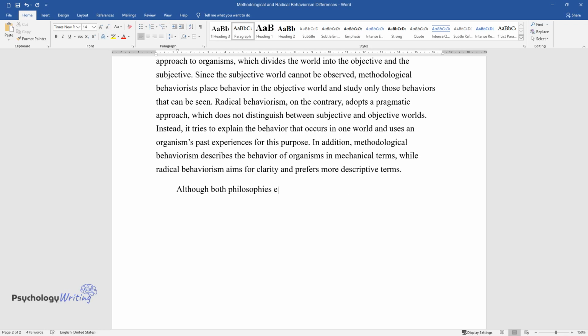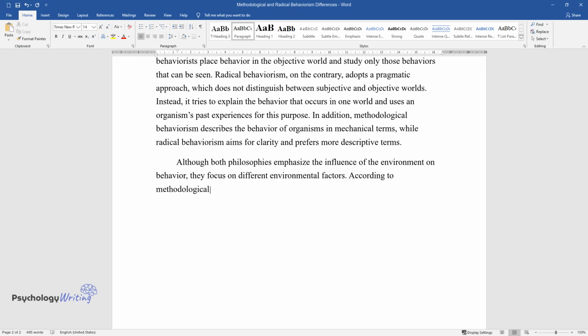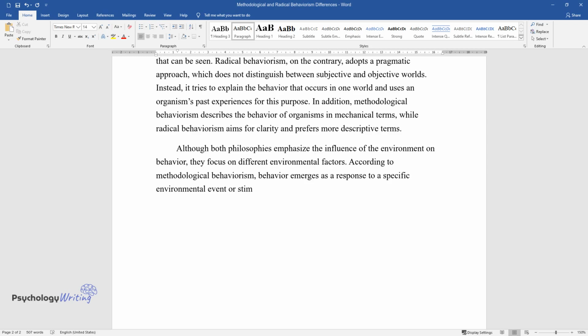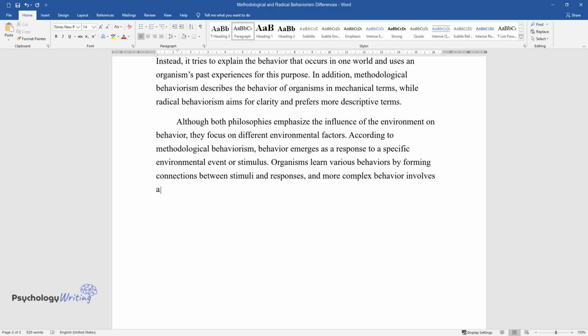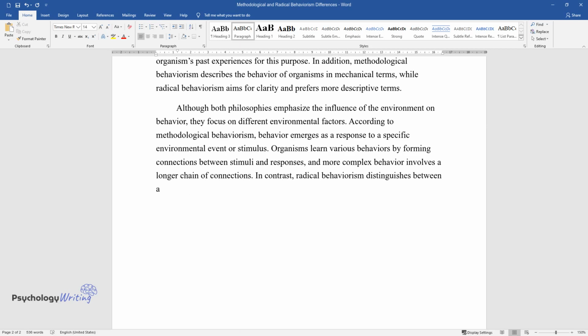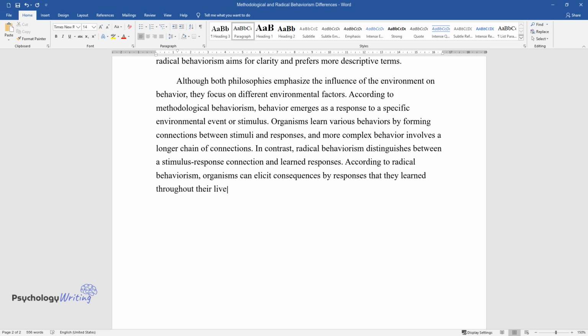Although both philosophies emphasize the influence of the environment on behavior, they focus on different environmental factors. According to methodological behaviorism, behavior emerges as a response to a specific environmental event or stimulus. Organisms learn various behaviors by forming connections between stimuli and responses, and more complex behavior involves a longer chain of connections. In contrast, radical behaviorism distinguishes between a stimulus-response connection and learned responses. According to radical behaviorism, organisms can elicit consequences by responses that they learn throughout their lives.